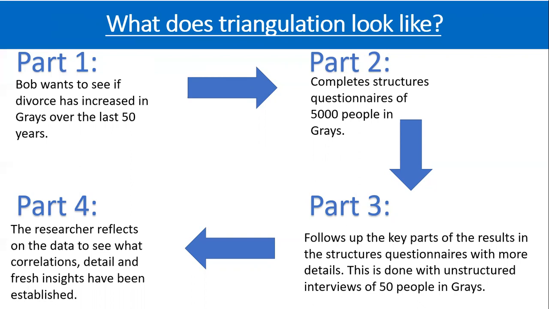And then for the fourth part, you're just reflecting on that data. So you're reflecting on both the correlations established in the questionnaires, as well as some of the answers in the interviews. Again, I'd make sure you get this triangulation example down. It's a good one.